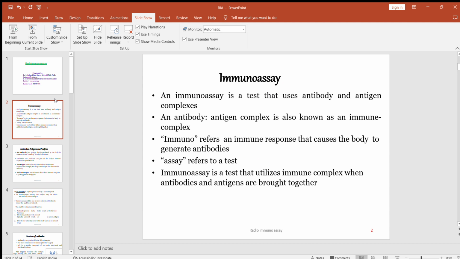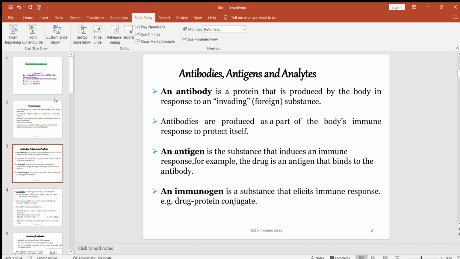Immunoassay is a technique that uses antigen-antibody complexes. An antibody-antigen complex is known as an immune complex. Immuno refers to an immune response that causes the body to generate antibodies. Assay refers to a test. Immunoassay is a test that utilizes the immune complex formed when antibodies and antigens are brought together.